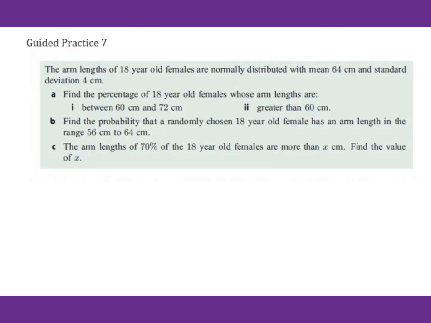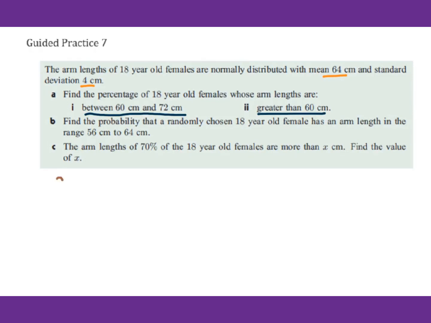Now let's go to guided practice 7. The arm lengths of 18-year-old females are normally distributed with a mean 64 centimeters and a standard deviation 4 centimeters. For A, find the percentage of 18-year-old females whose arm lengths are between 60 and 72 centimeters, and greater than 60 centimeters.